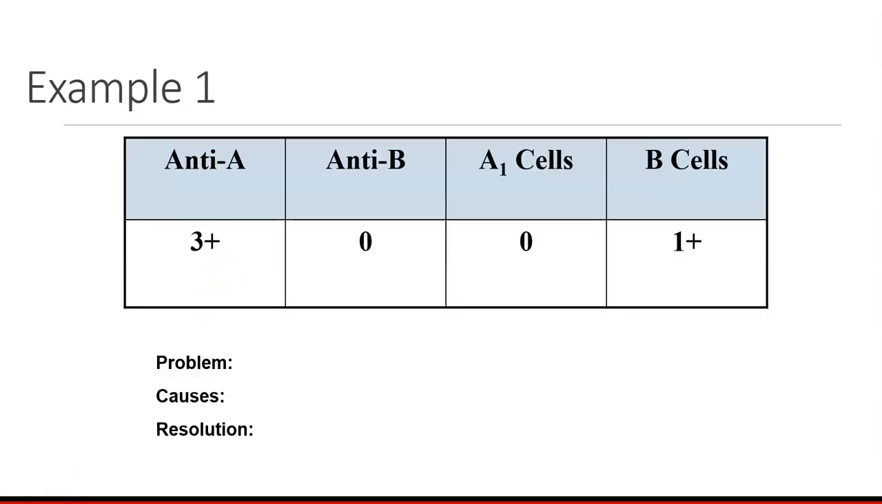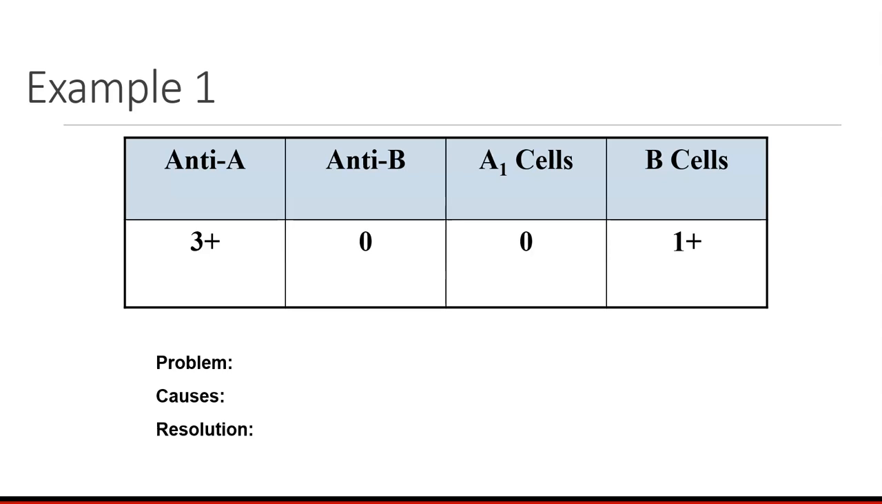Pause the slide and work through this discrepancy for a few minutes. Good. I'm hoping you came up with the same answers I did. So what is the problem? We have a 3+ with anti-A, so the patient's group A, a little bit weak, should be 4+. And then we have anti-B, which is negative. So the patient, if we look at it, they have forward typed as a group A person.